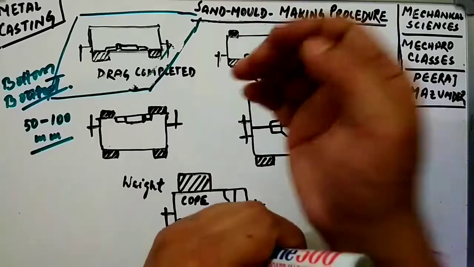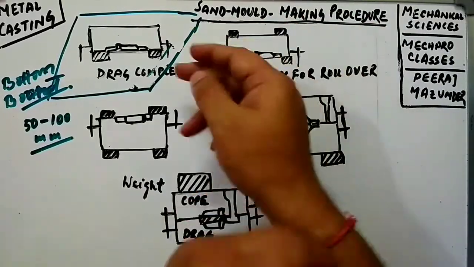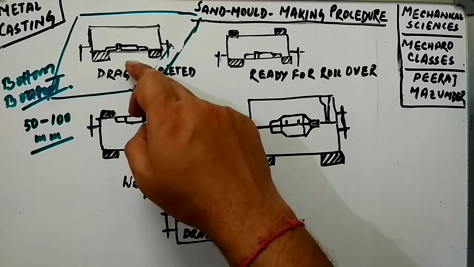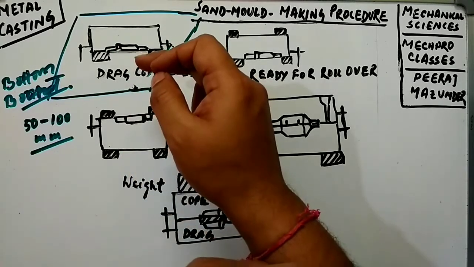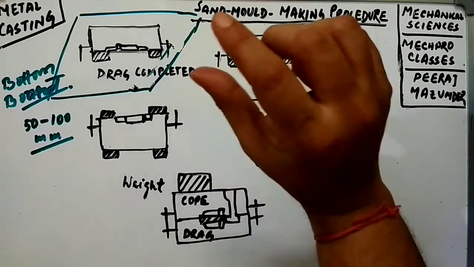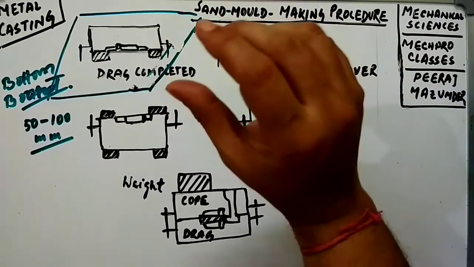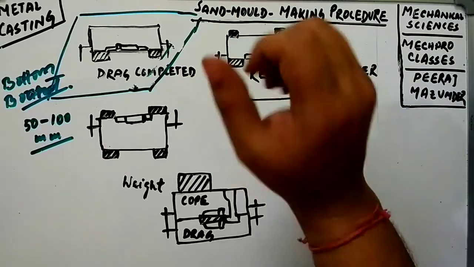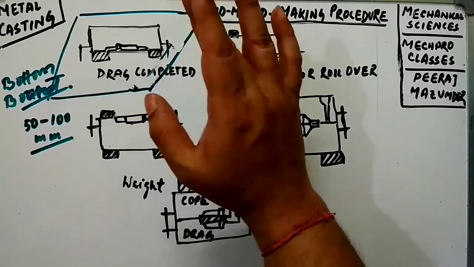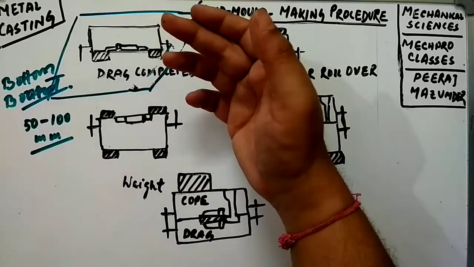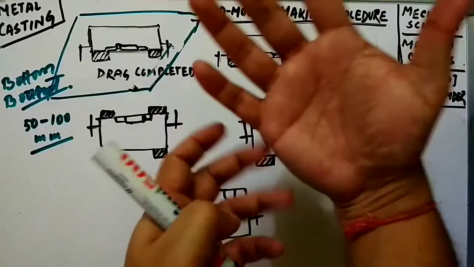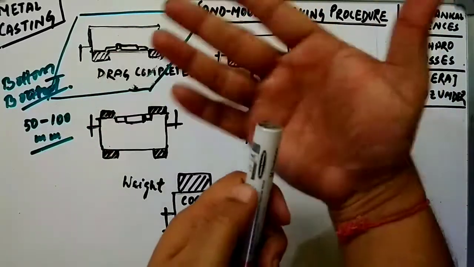So freshly prepared molding sand of requisite quality is now poured in the drag, to a thickness of 30 to 50 millimeter. That should be the thickness of freshly prepared molding sand. Now the rest of the drag flask is completely filled with backup sand. You already know what backup sand is; I already discussed the use of backup sand earlier in the first video.